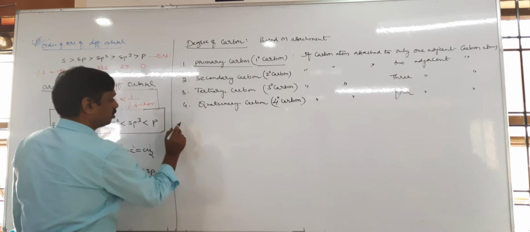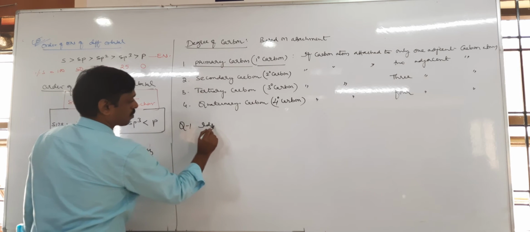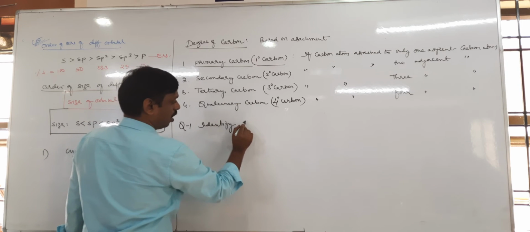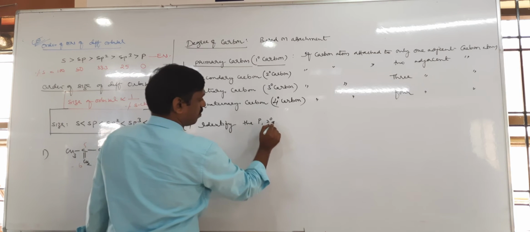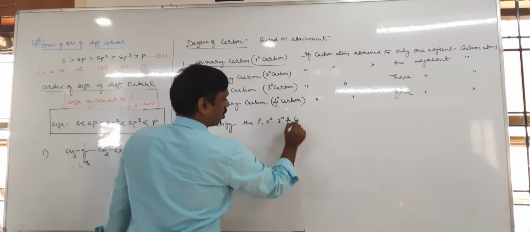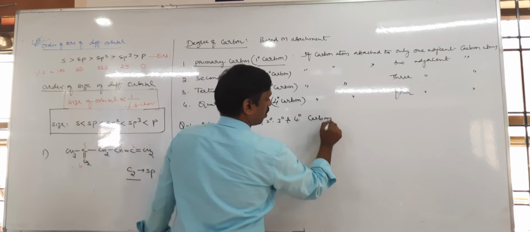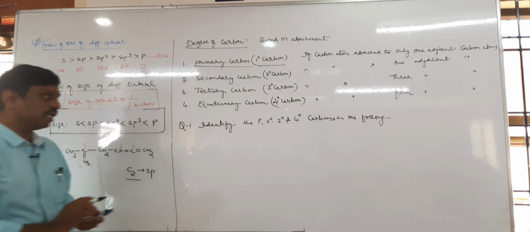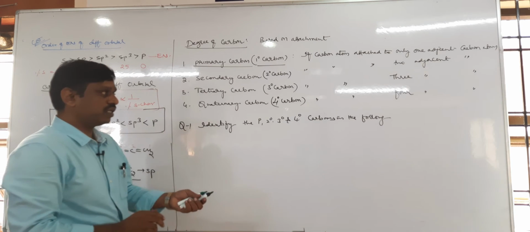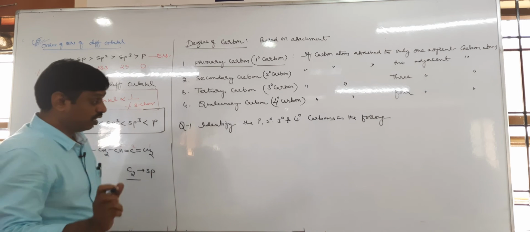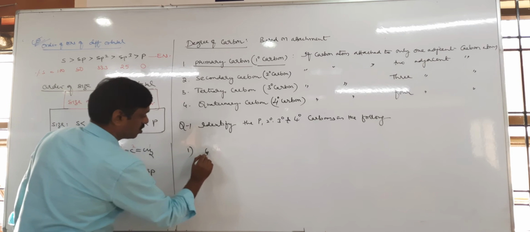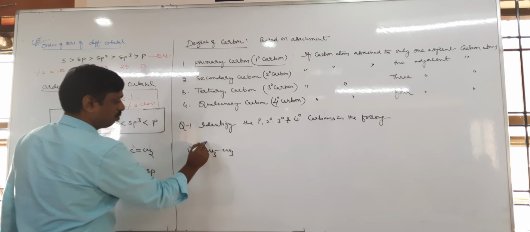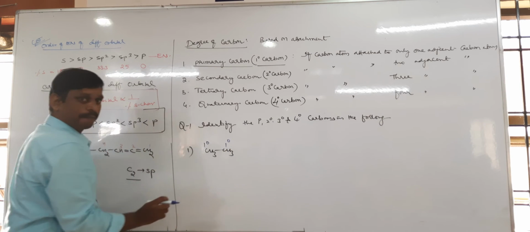Understand? So take one question. Identify the primary, secondary, tertiary and quaternary carbon atoms in the following. You just identify. Okay, 1: CH3 CH3. Come and tell me. This carbon is primary, and this is also primary, right?